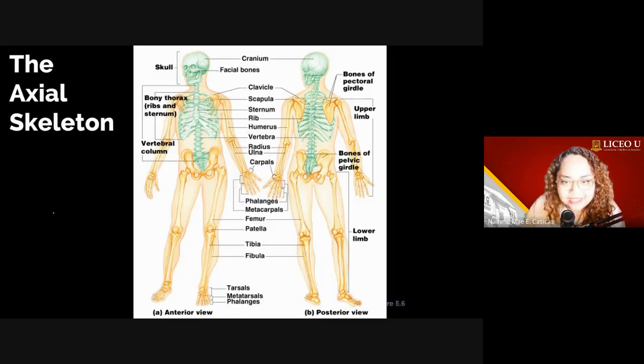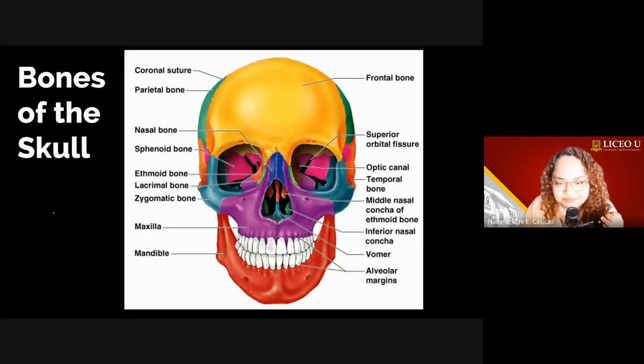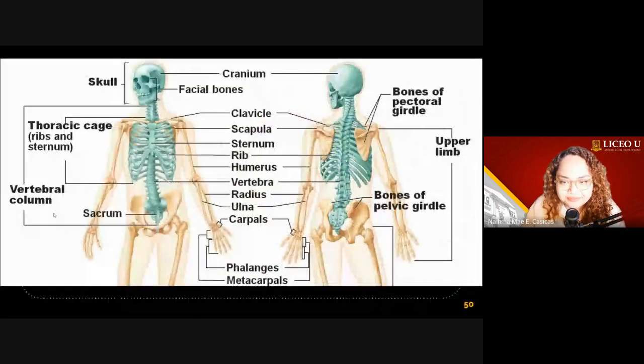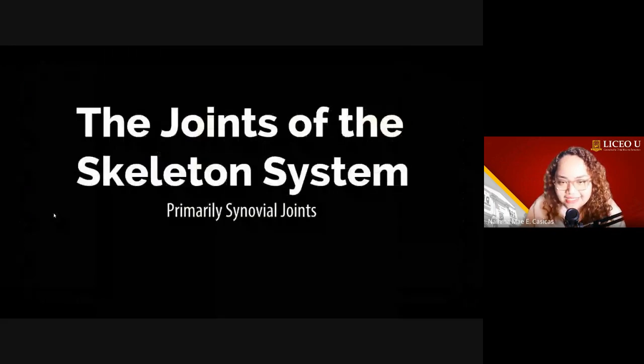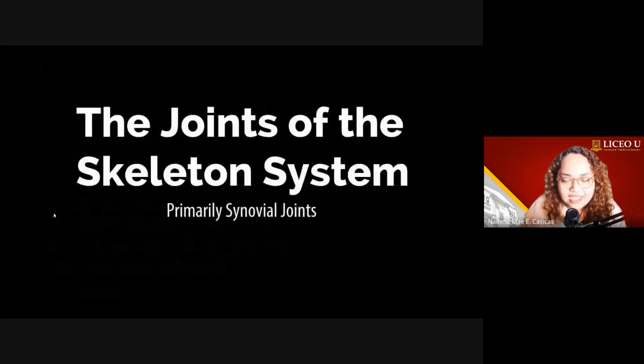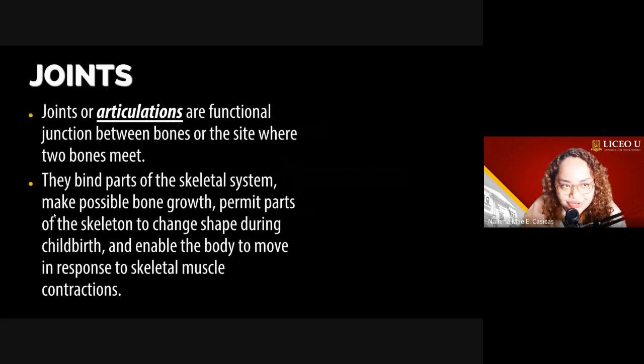Okay, so this is the anatomy. I'll just show you the gross anatomy later. And then you have your joints, no? And we will place a lot of our focus in the synovial joints. Joints or articulations are functional junctions between bones or the site where two bones meet, as I've said kaganina. They bind parts of the skeletal system, make possible bone growth, permit parts of the skeleton to change shape during childbirth, and enable the body to move in response to skeletal muscle contractions.